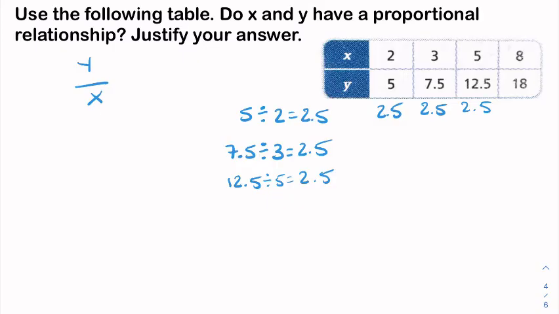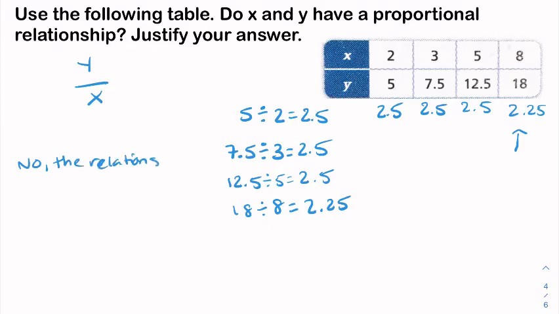Now let's take the last one, 18 divided by 8. That gives us 2.25. That's a different unit rate. So right here alone makes it not proportional. So let's write no. The relationship is not proportional. And it asks us to justify, so we can say because the ratios are not equivalent.